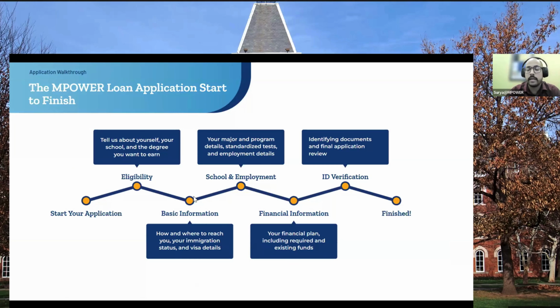The third section is school and employment. We would like to understand more about the program you are planning to begin, the university, whether you have given any exams to get enrolled, and if you have any employment history in the past. The fourth section is the financial section, which I will definitely discuss in detail. And the fifth and last section, once your entire application has been submitted, is to provide us a valid ID so that we can verify the same and proceed further. So in short, these are the five major steps of the application journey.